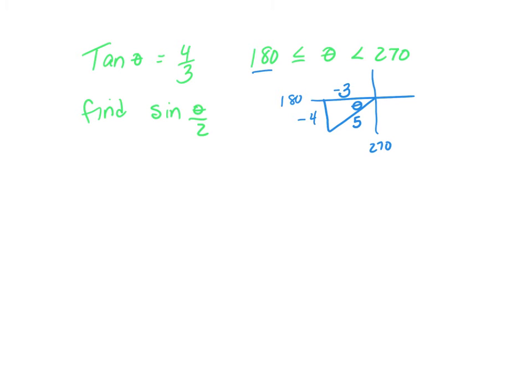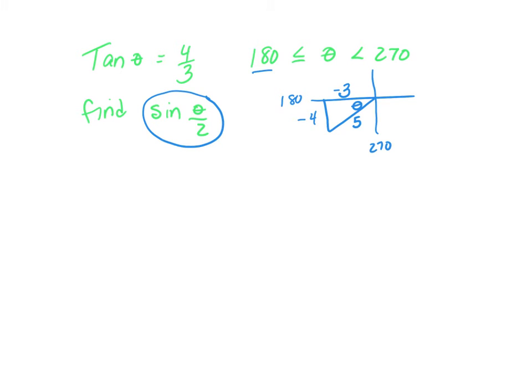Correct? And that's theta. But they want us to find the sine of theta over 2. Okay? Theta over 2 isn't going to be in quadrant 3. If theta is, let's say, give me a number in quadrant 3. Let's say theta is 225, then half of 225 is 112.5, which is what we just did. That would be in quadrant 2.